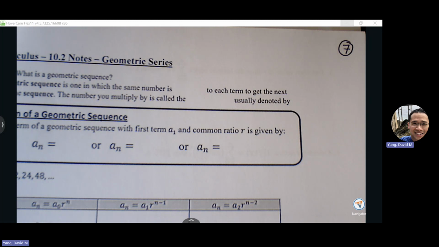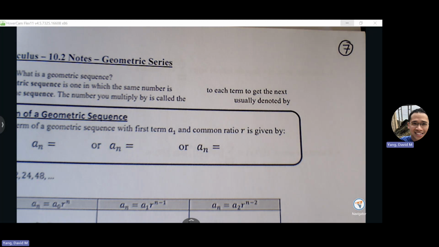All right, guys, page 7. 26, yeah. We're beginning to look at some of these tests for convergence, and based off of different types of series, we're able to determine whether these series will converge or diverge.